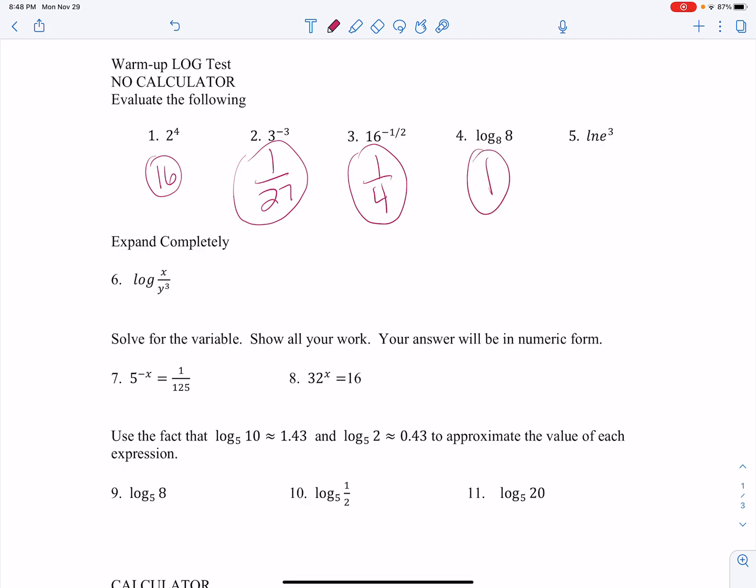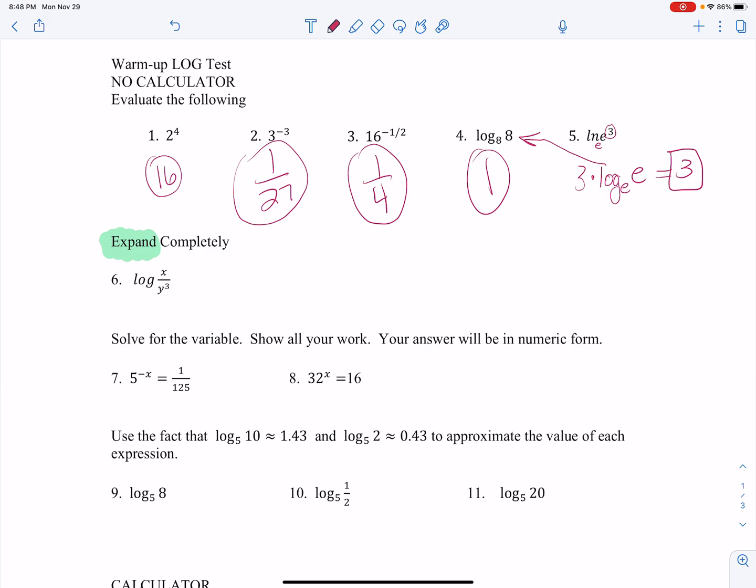And now this is kind of a new one that we just started. This 3, this is a base of e. So that 3 would go out in front, and so it's the log base e of e. Well, what's the exponent on e that would give you e? It's 1. So 3 times 1 is 3. That is how you would do that problem without a calculator, because it's the log base e of e.